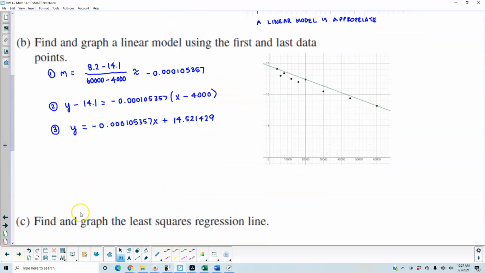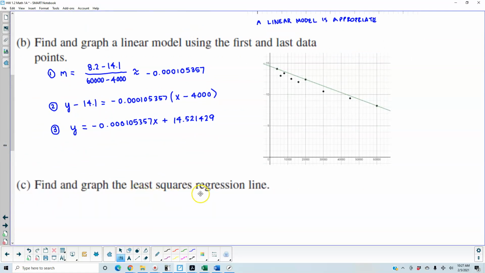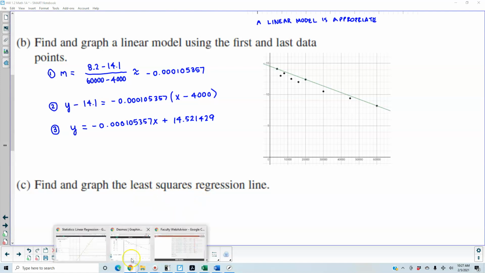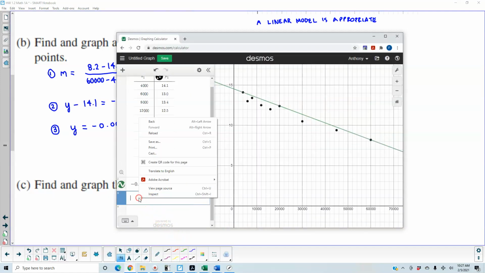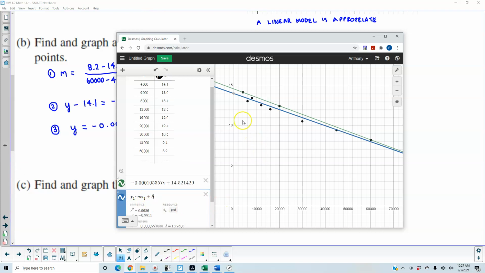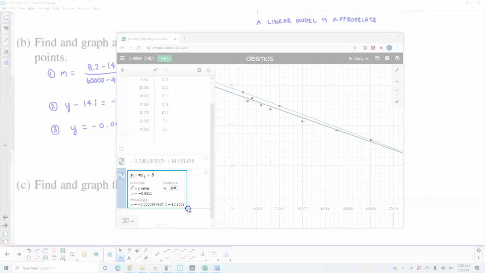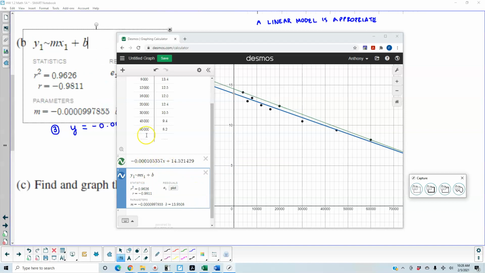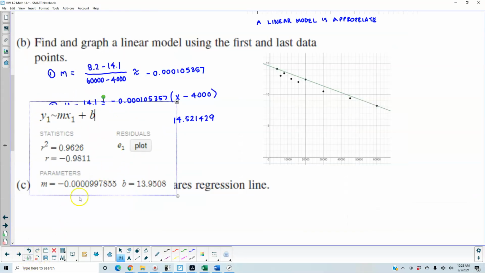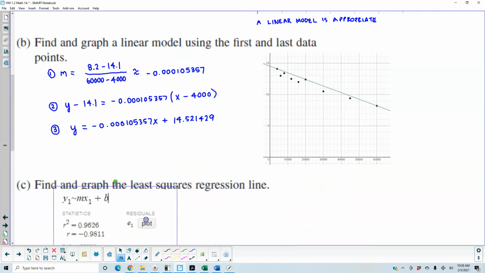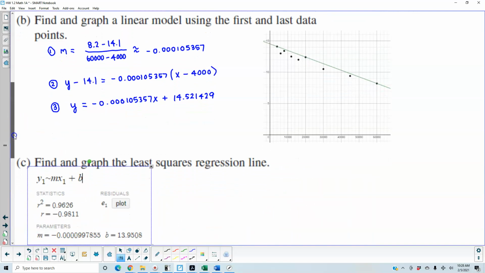Now in part C, it's asking us to find and graph the least squares regression line. So let's go back to Desmos. Okay, and then we're going to put in the regression line. So I'm going to paste our formula in there, and you can see that is the blue line going through here. And so that regression line is the following. This is the slope and that is the y-intercept. So let me copy that information and bring it in here. So there's our slope and there's our y-intercept.